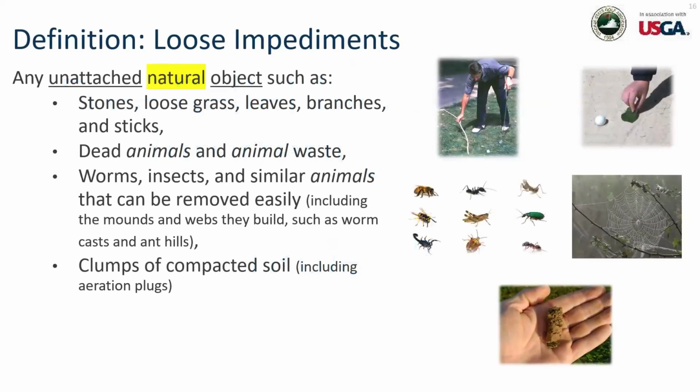First up, impediments. We may have used this term the last couple weeks, but we're finally getting to what these are. What actually are loose impediments and what can I do with them? A loose impediment is any unattached natural object, such as stones, grass, leaves, branches, sticks. Even dead animals and animal waste are considered loose impediments, as are worms, insects, and similar animals that can be easily removed, and clumps of compacted soil, including aeration plugs. All of these things are loose impediments, so a lot of different things. The key words are unattached, so loose, and natural. We're talking about natural objects that you'd find out there.